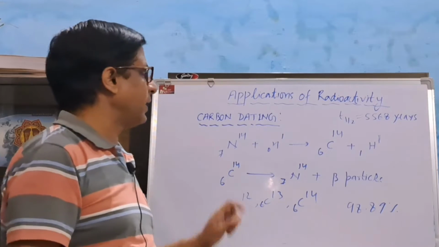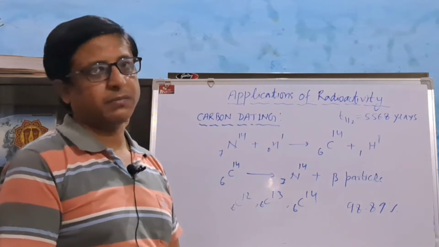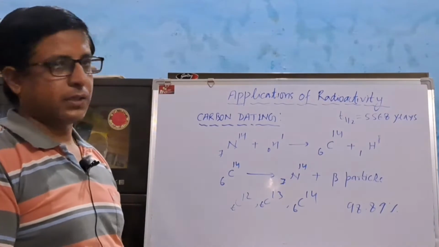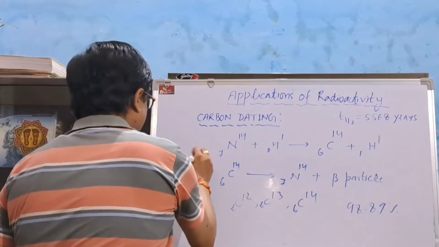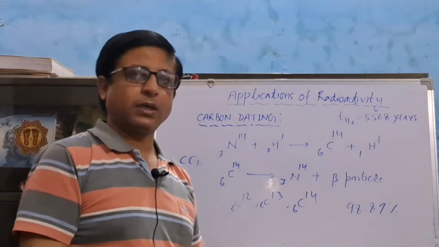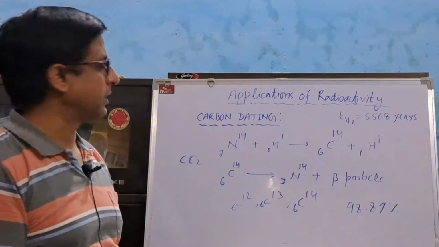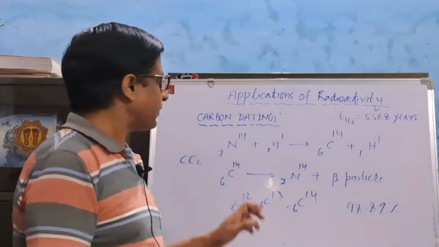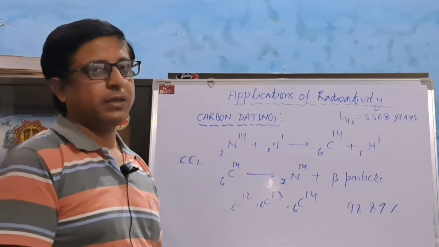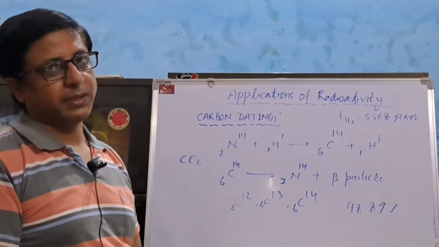Due to the above two reactions, the amount of carbon 14 in the atmosphere remains constant. Now, the plants consume carbon in the form of carbon dioxide. We know that in the photosynthesis reaction, plants consume carbon in the form of carbon dioxide to produce carbohydrates in the presence of sunlight. So, the carbon 14 along with carbon 12 is consumed by plants, which through the food chain also goes to the animals.